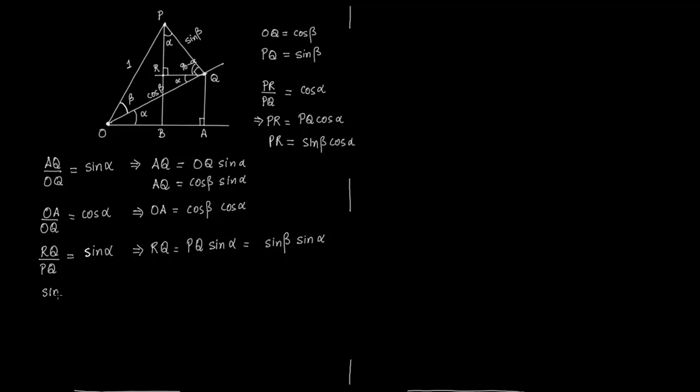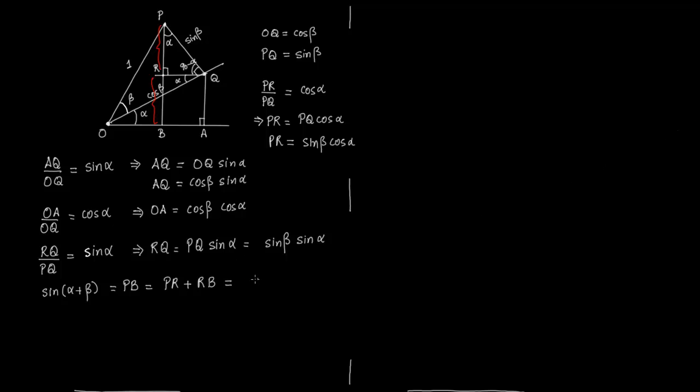Now let us write down the formula. What is sine alpha plus beta? Now we consider the triangle OPB. In the triangle OPB, sine alpha plus beta is PB divided by OP, but OP is 1, so you just have PB, right? So it is side opposite alpha plus beta divided by hypotenuse, so PB by OP, OP is 1, we just get PB.